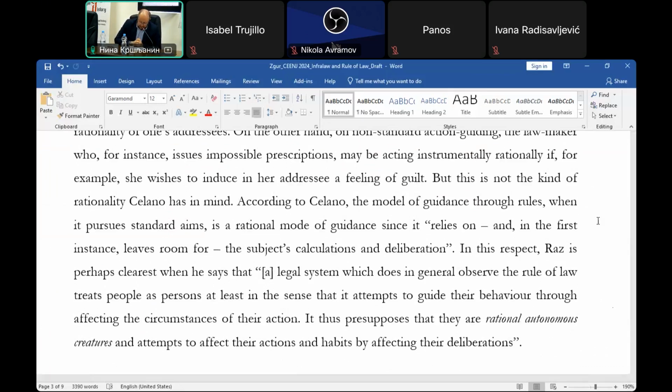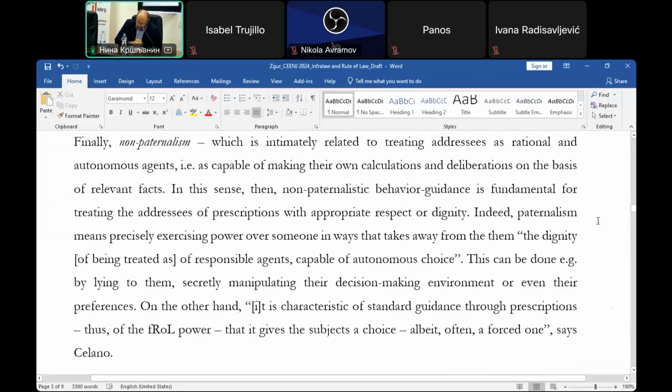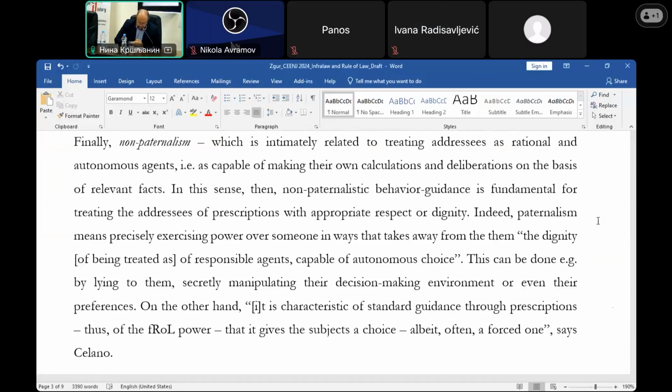Finally, non-paternalism, which is intimately related to treating addressees as rational and autonomous agents, that is, capable of making their own calculations and deliberations on the basis of relevant facts. Now, in this sense, then, non-paternalistic behavior guidance is fundamental for treating the addressees of prescriptions with appropriate respect or dignity. Indeed, paternalism means precisely exercising power over someone in ways that take away from them the dignity of being treated as responsible agents capable of autonomous choice. This can be done, for example, by lying to them, secretly manipulating their decision-making environment, or even their preferences. On the other hand, it is characteristic of standard guidance through prescriptions, thus of the formal rule of law power, that it gives the subject a choice, says Celano.